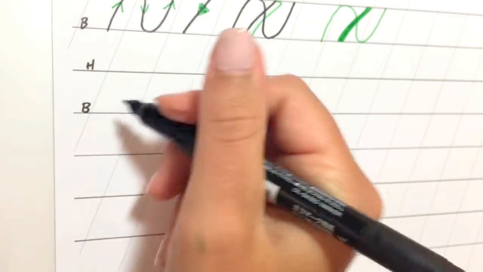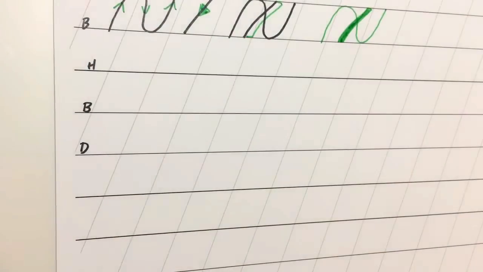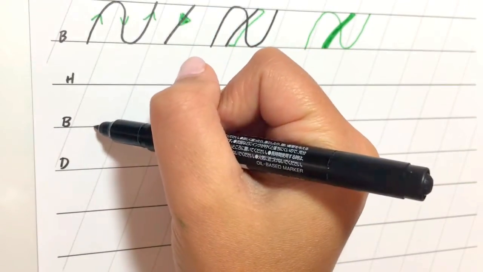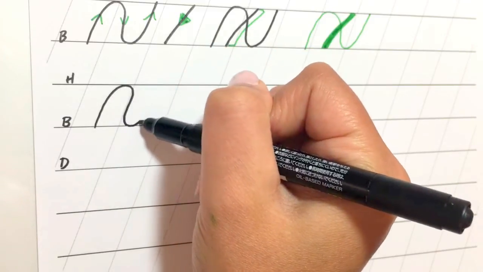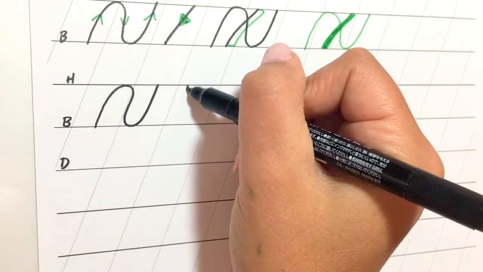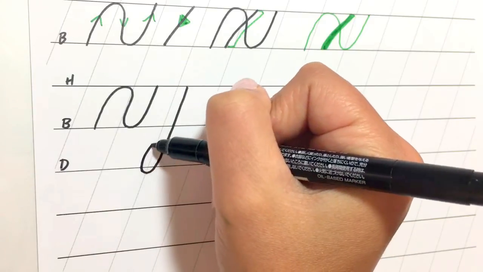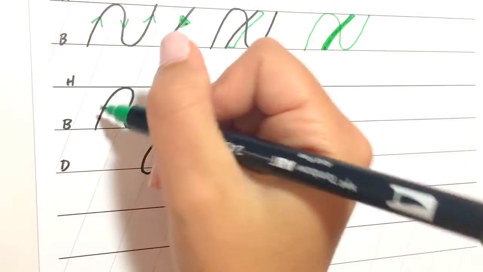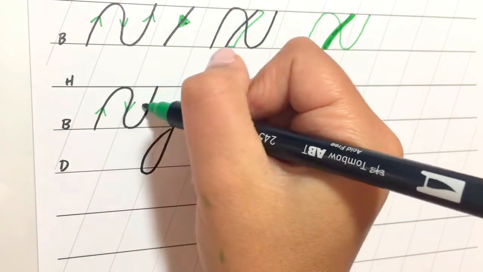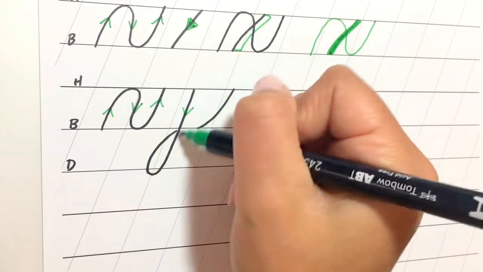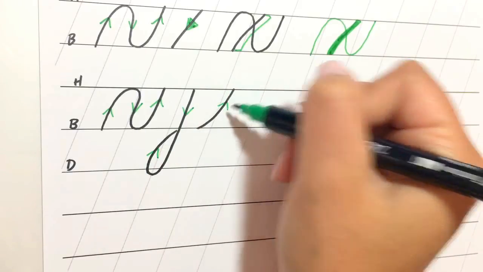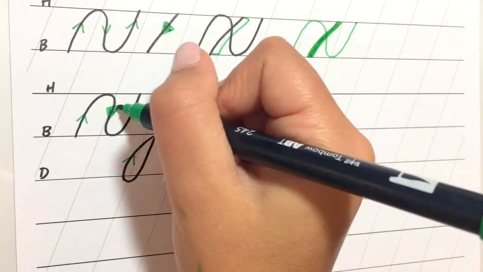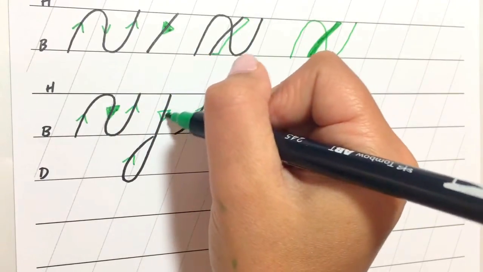We have our baseline, our header line, and our descender for the letter Y. Now the Y is going to start with the compound curve, and then there's a descending stem loop, and then an exit stroke. So up, down, up. The descending stem loop, we go down and back up, and then up for the exit stroke.